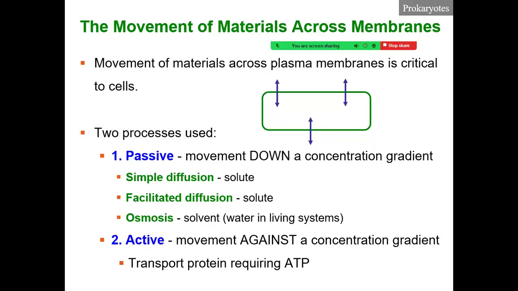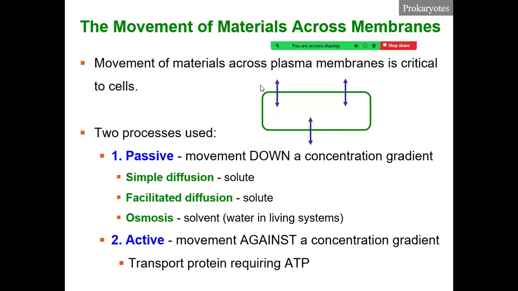For example, if glucose is outside the cell, even if there's fewer outside the cell than inside, the cell will want that glucose moved inside the cell. And the cell will move the glucose into the cell by an active process where the molecule will be moved against its concentration gradient from areas of less concentration to areas of higher concentration. Active processes require a transport protein on the cell membrane to literally pump that molecule of glucose into the cell.